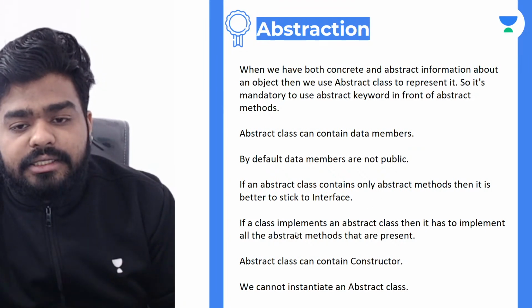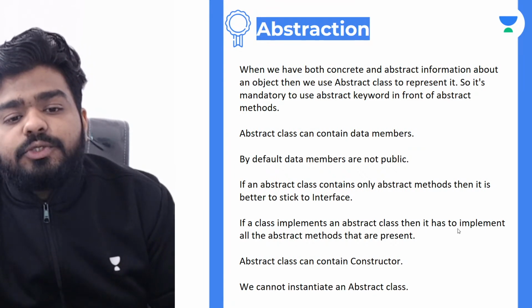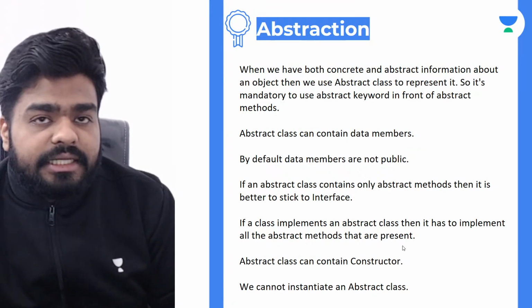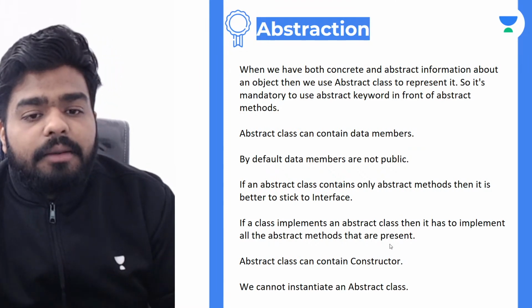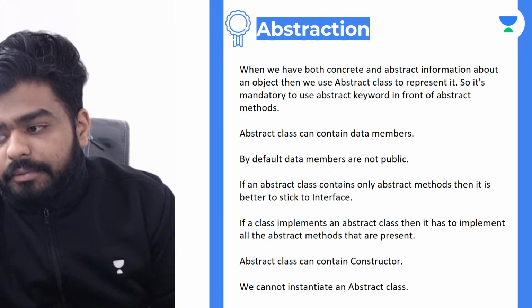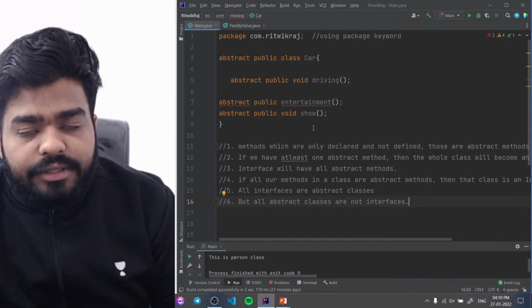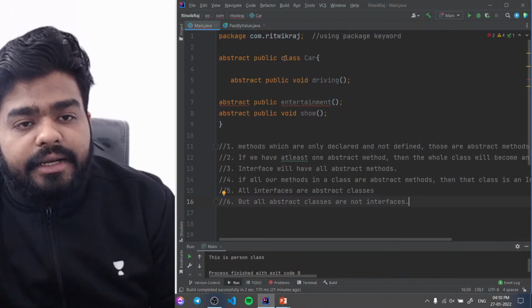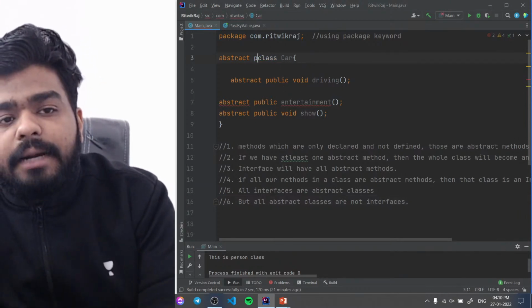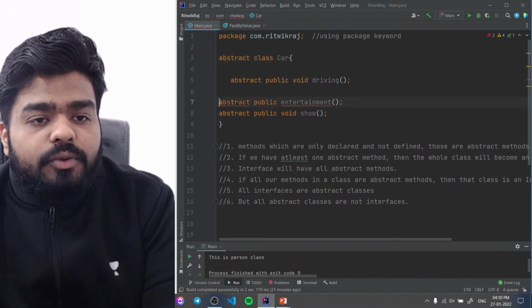If a class implements an abstract class, then it has to implement all the abstract methods that are present. अब इसका मीनिंग क्या है? If a class implements an abstract class, अब आप ये समझो, ठीक है. Let's try to understand with an example. So अभी हम क्या करेंगे, let's say आपके पास ये क्लास कार था, ठीक है, और इसके अंदर हमने यहाँ पे कुछ कुछ चीज़ें लिखी थी.